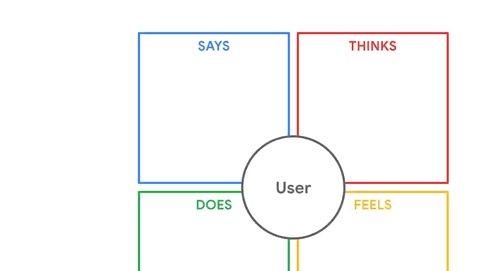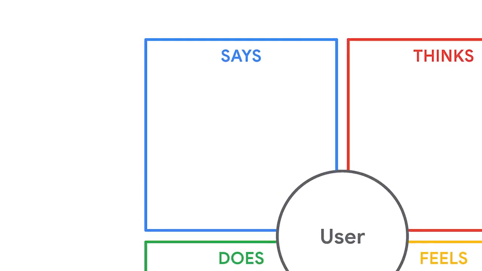Imagine you're on a team building an app that promises food delivery in 30 minutes or less. You interview users about their experiences with food delivery. The top left of your empathy map includes what the user says during the interview. When you do this, use direct quotes if you can.